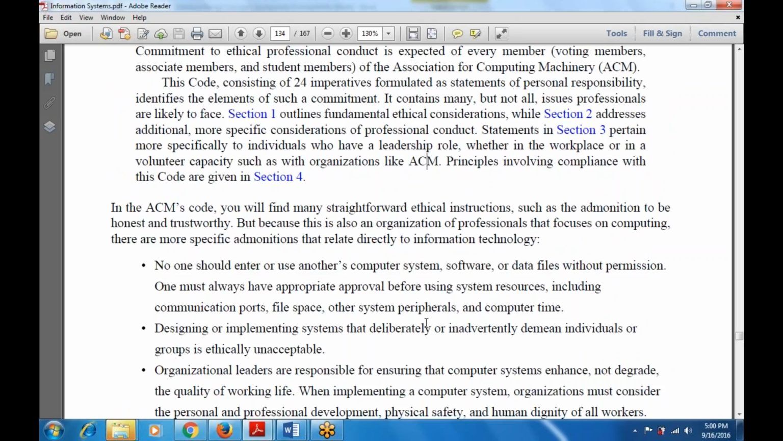Now, what is the ACM? It is the Association for Computing Machinery, which covers various matters related to information technology. No one should enter or use another's system, and no one can use another's data or data files without permission. Without permission, no one can use or access the data.